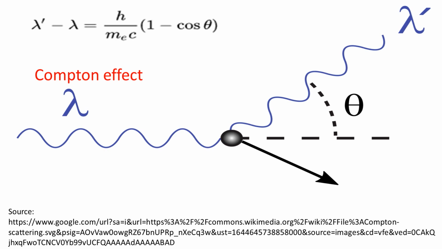The incident light always gets scattered off with a longer wavelength, which means the frequency is lesser. In other words, it has lost some energy by imparting it to the stationary particle, the electron in this case, and that is the formula to calculate the difference in the wavelength. So, the Compton effect is another phenomenon which has to be looked at from the perspective of light being a particle rather than as a wave.